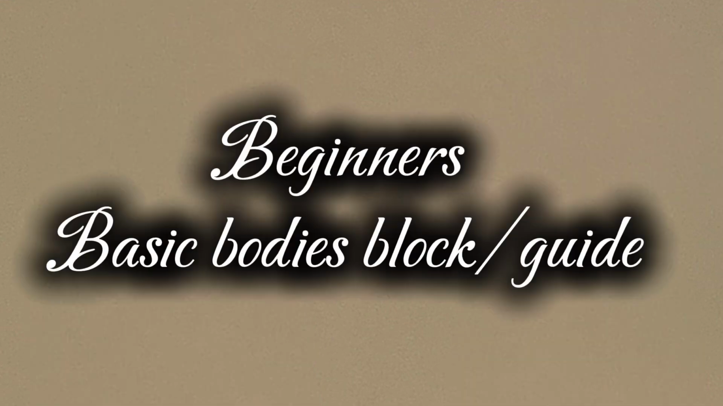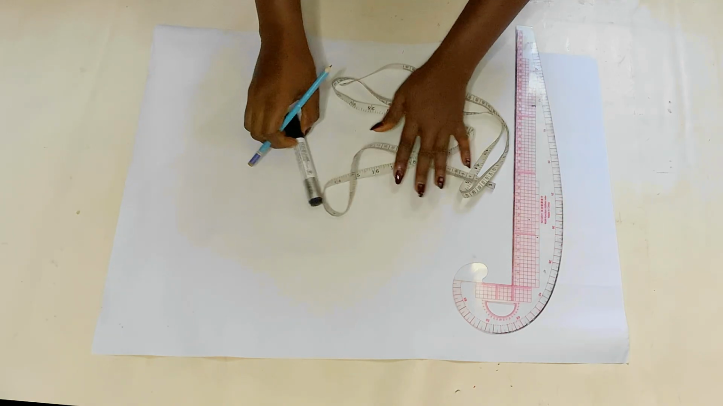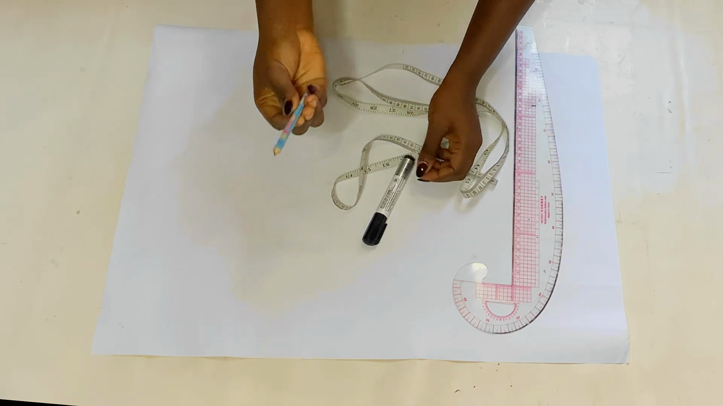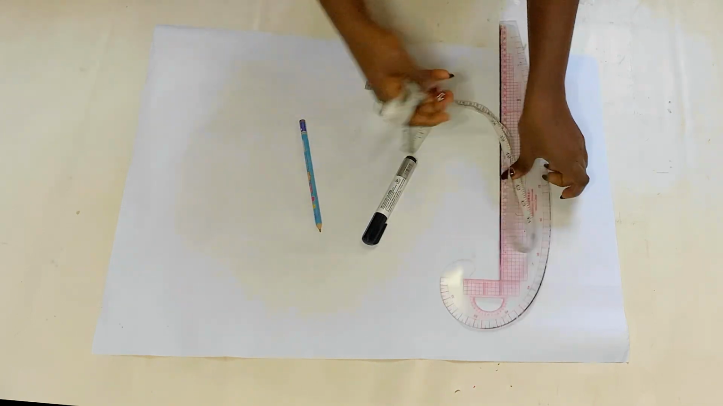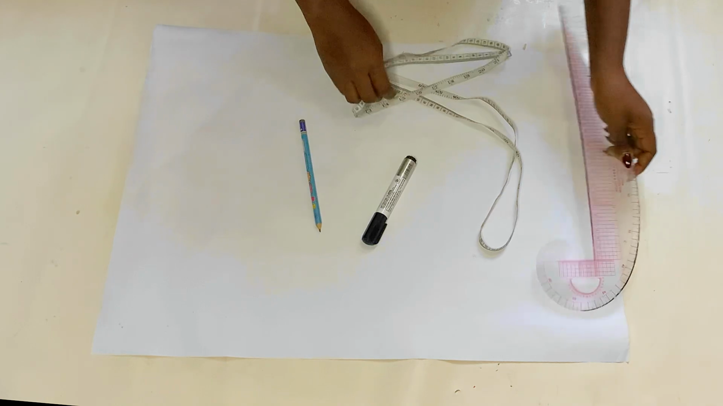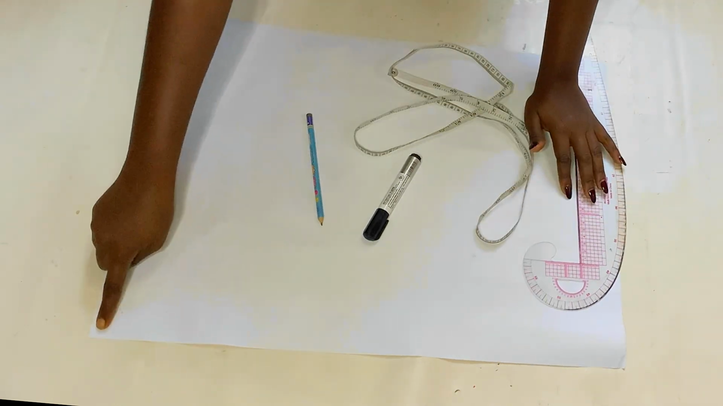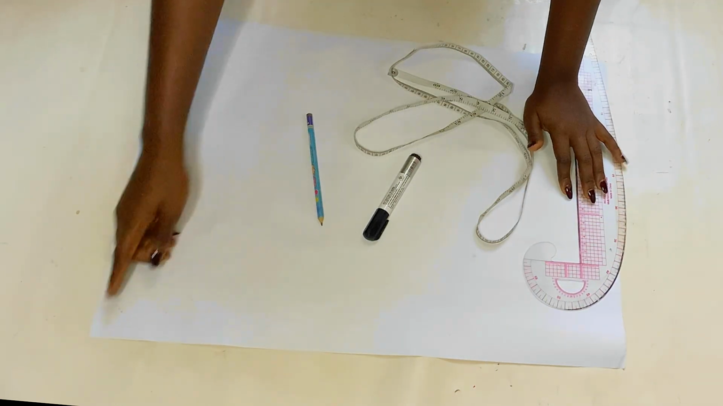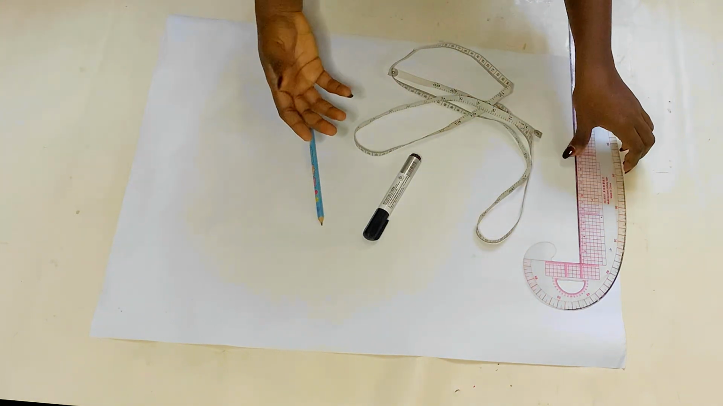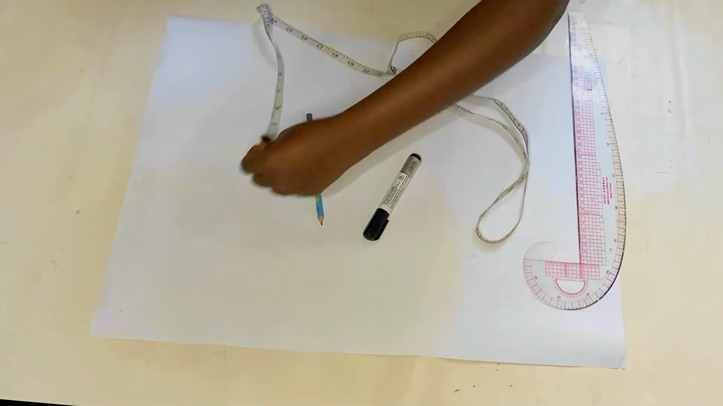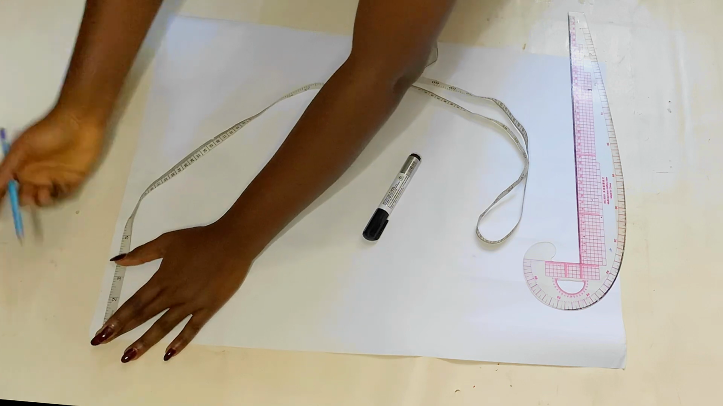In this video you get to learn how to draft your patterns and how to take your measurements. Now you're going to need a writing material, either a marker or a pencil. You will need your measuring tape, your ruler and your pattern paper. Now you can go ahead and fold your fabric into two if you don't have a pattern paper. Make sure you're following this video step by step so you get incorporated into everything we are doing.